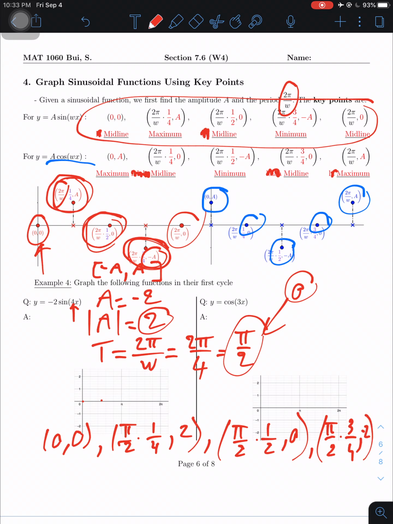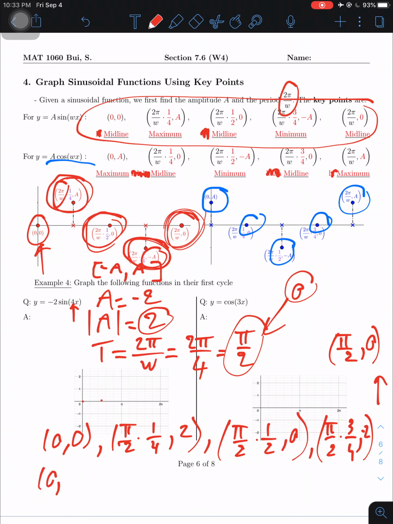And then the last one, I'm running out of space, but here, let me write up here. We talk about this one in here. 2 pi over omega, or like 2 pi over w, is pi over 2, right? We don't do anything to it, and then because it's a midline point, we're gonna have 0, right? So now let's simplify them to get all the points that we have.